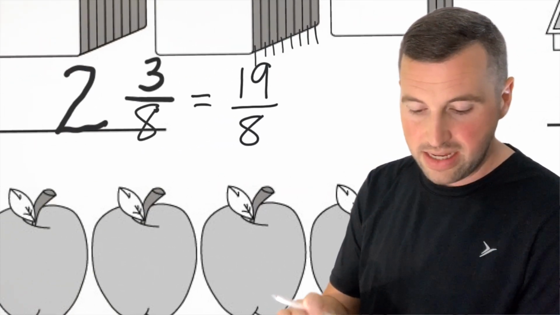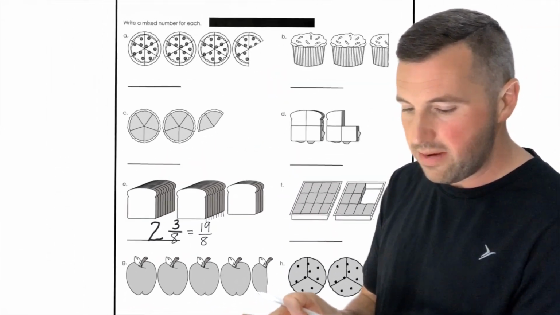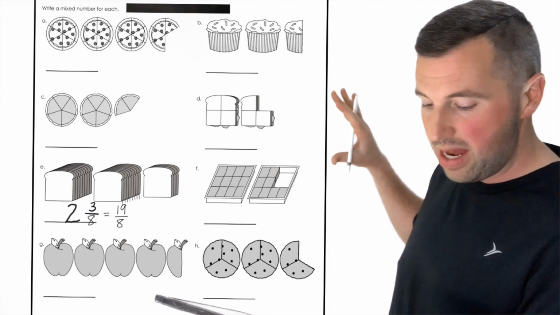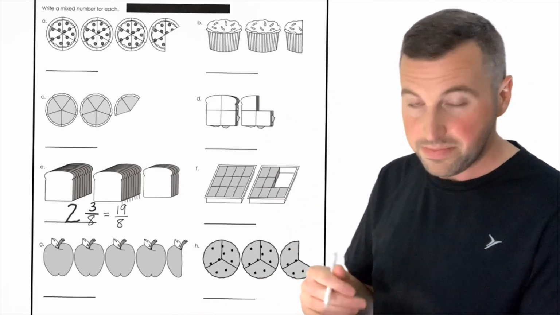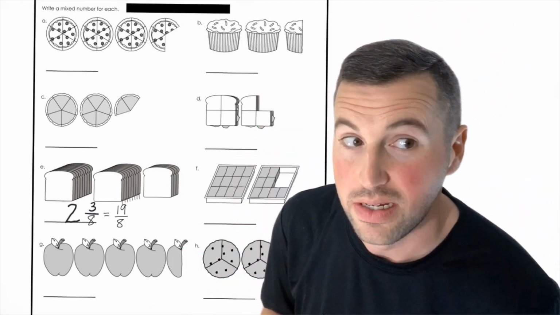So that's how we would get 2 3/8. All right, that's what you're doing for this section. So go ahead and do this page the same way that I just showed you. Go ahead and hit pause, work on this, and then come back to the video.